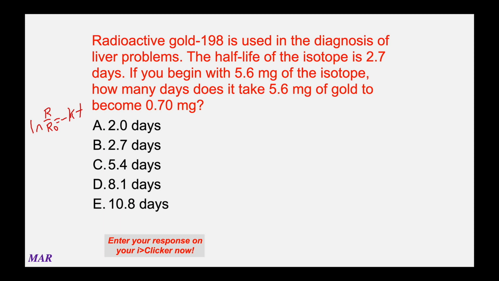However, we do know that the half-life of the isotope is 2.7 days. Along with the integrated rate law expression, I also recommend remembering that half-life, T1/2, equals 0.693 divided by K. So if you have half-life, you can easily find the rate constant K. And if you have K, you can find the half-life for that matter. That equation is what we're going to use to solve for the rate constant K, and then we can plug it in with our values to find the time elapsed.